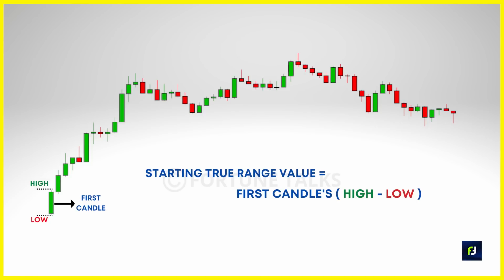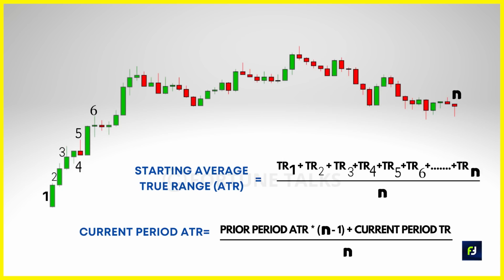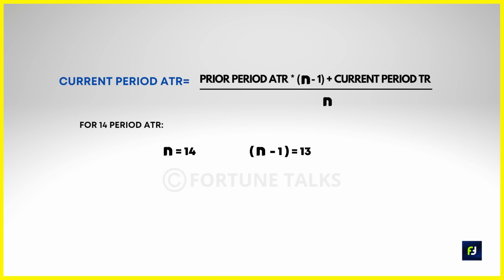Once the true range is computed for the desired period, the ATR can be calculated as the average of the true ranges over the past n periods under consideration. Now the formula that is used to calculate the current period ATR is: current period ATR is equal to previous period ATR multiplied by n-1 plus current period true range, the whole divided by n. So for instance, in case of a 14-period ATR, n will be equal to 14 and n-1 will be equal to 13.